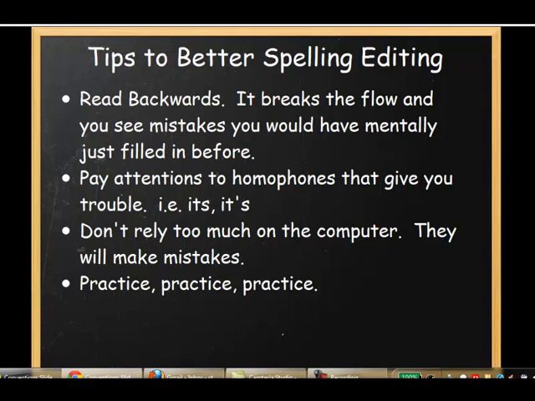Don't rely too much on your trusty computer, because computers will make mistakes. Computers do not have a mind of their own, contrary to popular belief. They only do what they're told. And so if they see T-O, two is the correct word, but you wanted T-W-O, it's not going to know that T-W-O is what should have been there. So you should not rely on your computer too much. You should always do a good sweep through of your own for spelling.